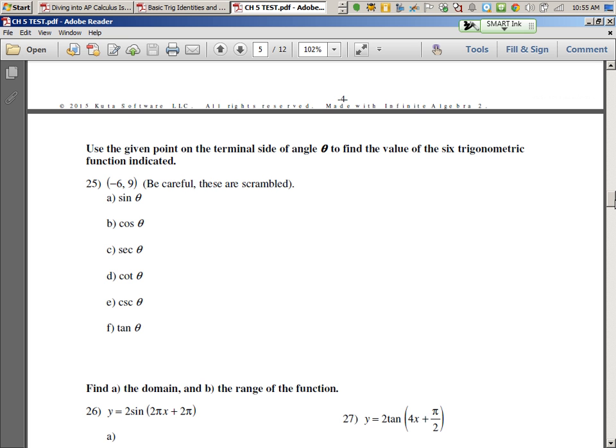Okay, so I scrambled these because I didn't want you to think that we always do sine, cosine, and tan, and then cosecant, secant, and cotan, always in the same order. And I need you to know the definitions. So it'd be nice to just kind of go through here and write these down.